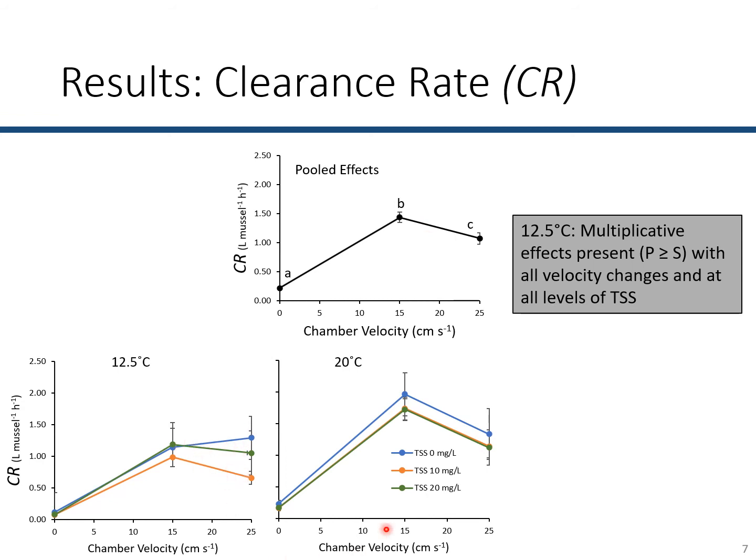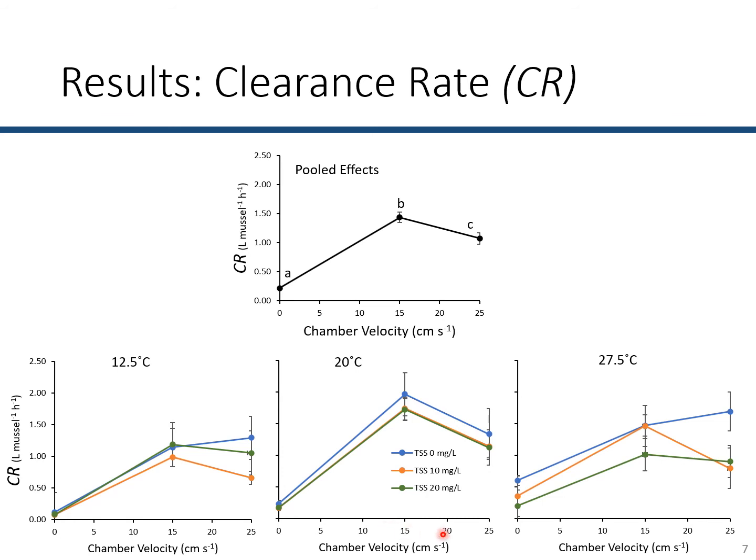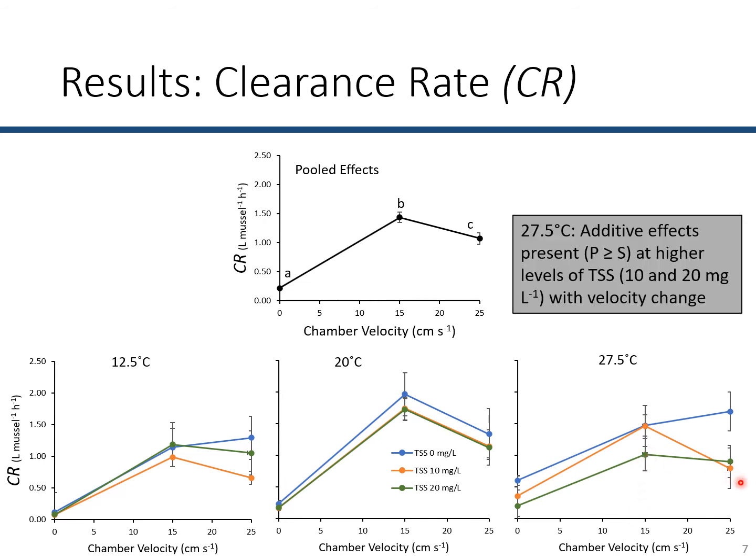Last of all, let's head over to 27.5 degrees Celsius, where I found that with chamber velocity, CRs increased from 0 to 15 centimeters per second, with a relatively steeper increase in the case of 10 milligrams per liter TSS, which was an interesting result, as well as a more dramatic decrease when velocity increased up to 25 centimeters per second. And here I found additive effects to be present this time. This occurred at higher levels of TSS with both velocity changes.